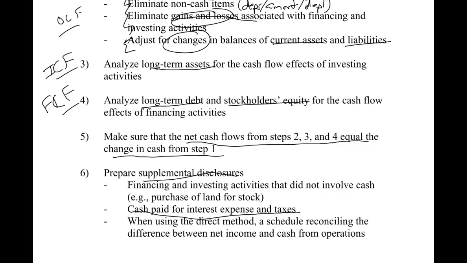Right, so that is how we go about doing a statement of cash flows. Compute the change in cash, and then do our 3 sections. Make sure our change in cash that we computed at the beginning matches up with the net of our 3 sections, and then we'll wrap things up from there.